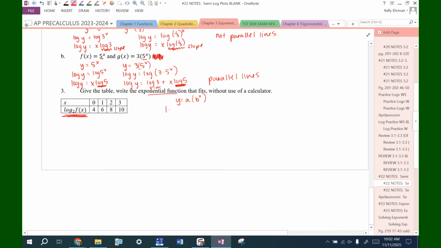So in a semi-log plot, I can log both sides any way I want. So I could log base 2. Log base 2 of y equals the log base 2 of a times b to the x. So the log base 2 of y will equal the log base 2 of a plus the log base 2 of b to the x. Let's put the x out here. Remember, this is the slope, and this is the y-intercept.